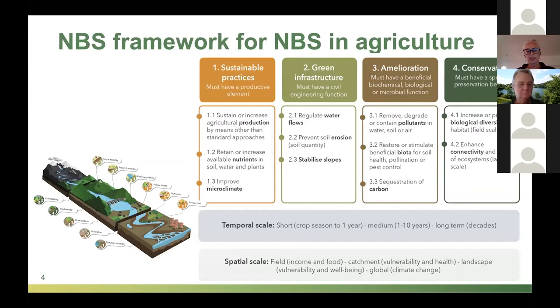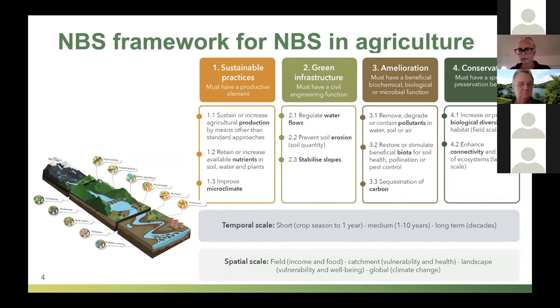First, the main purpose is on the crop production, where we look at sustainable practices. The second purpose is more to mechanically control water and soil. This is where civil engineering and green infrastructure comes in. The third purpose is on environmental restoration, amelioration. It's about removing toxic pollutants from agriculture and non-agriculture land, water and air, also using agriculture plants. And lastly, for agrobiodiversity or biodiversity, this may be as much as restoration as conservation. The ambition here really is also to connect mosaics of nature-based practices in the landscape.